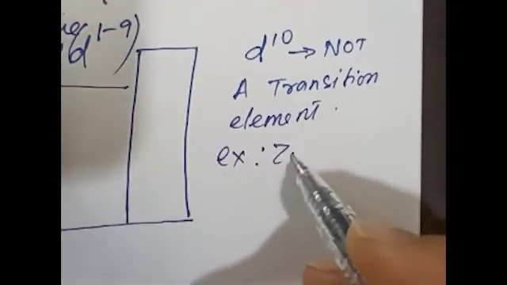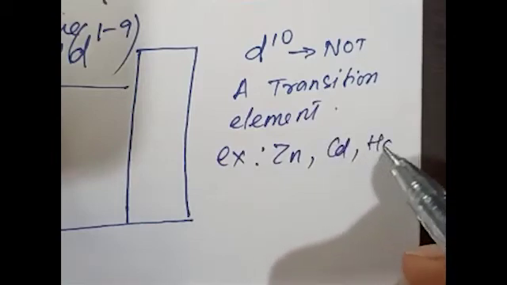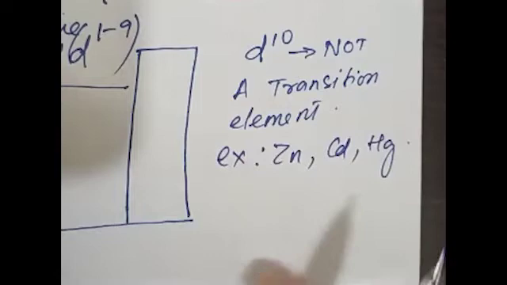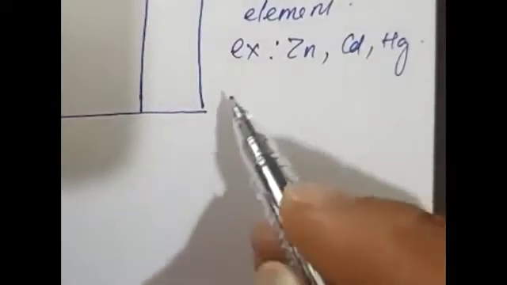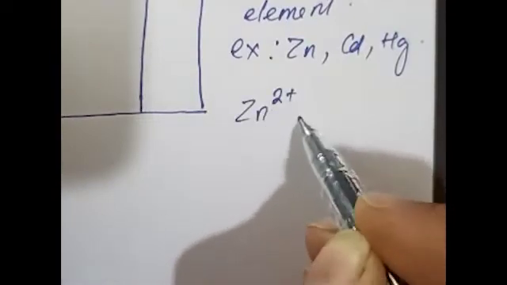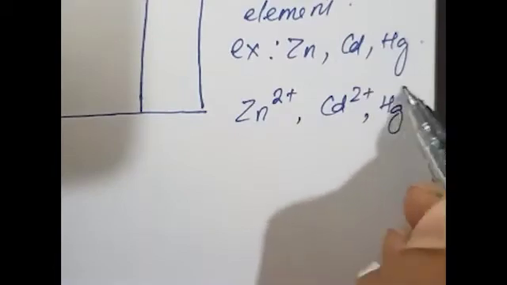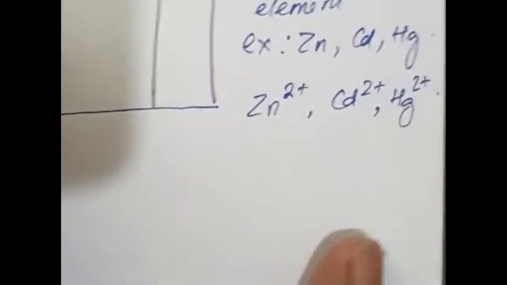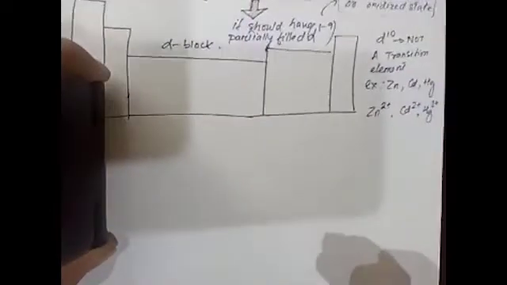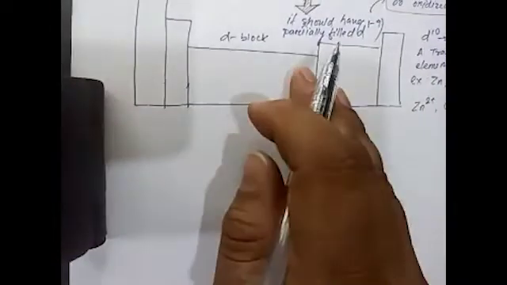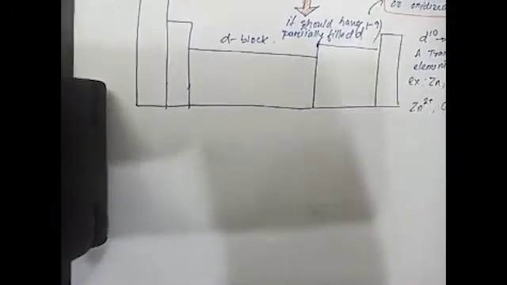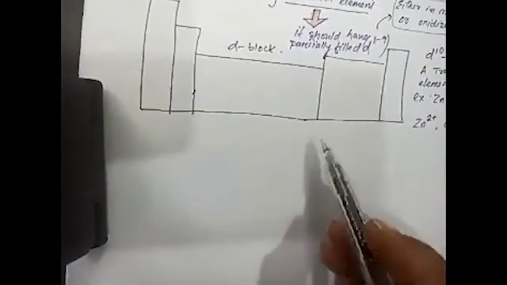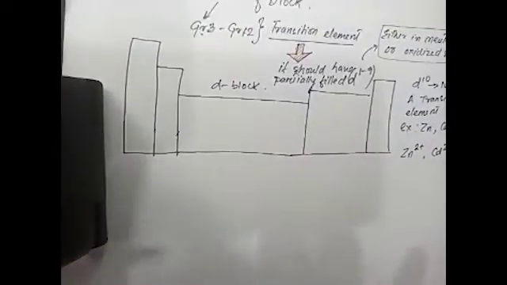Examples are zinc, cadmium, as well as mercury. So zinc, cadmium, mercury are not known as transition elements. Why? Because zinc, cadmium, mercury show no other multiple oxidation states, like zinc 2+, cadmium 2+, mercury 2+. Now what happens if it is zinc 2+? Let us see. I hope you have understood this part.